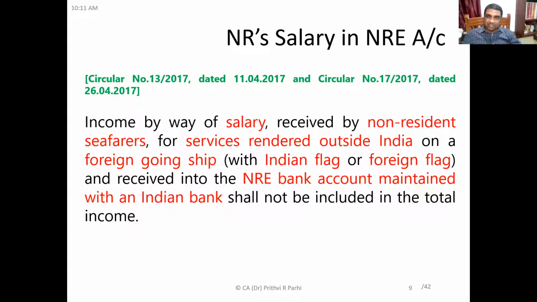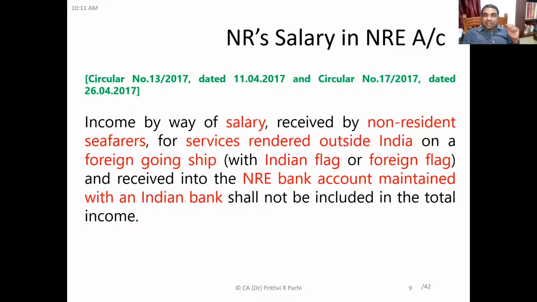So here is a circular in the context of taxability, or the scope of total income. This circular is relevant for us. The Income Tax Department has issued this circular, circular number 13/2017, and one more, circular number 17/2017. The summary of the circular is written here. Income by way of salary: here we are talking about salary income received by a non-resident seafarer who is traveling in a ship.